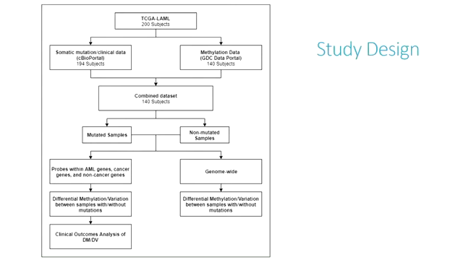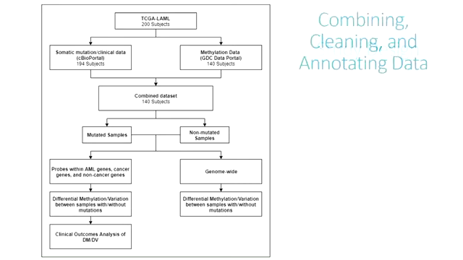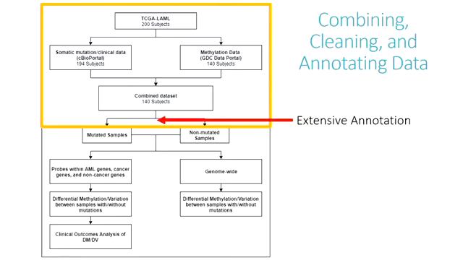So I'm going to describe the methods and the study design. The study is based off of the TCGA data, which is cases only. First, we're going to be combining these two data sets. The data is found in two locations primarily. We're going to be getting the somatic mutation and clinical data from cBioPortal, which is 194 subjects, and the methylation data from the GDC data portal, which is 140. When these are combined, that comes down to 140 subjects. From there, we're also going to be doing an extensive amount of annotation so that these can be analyzed.